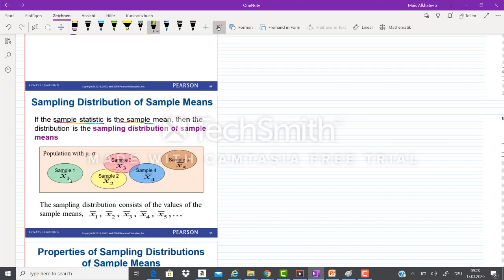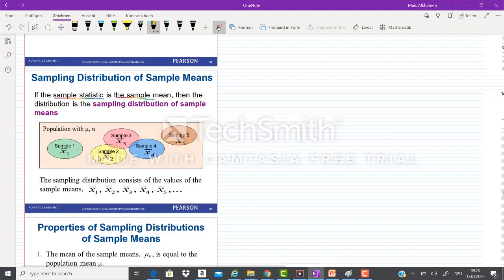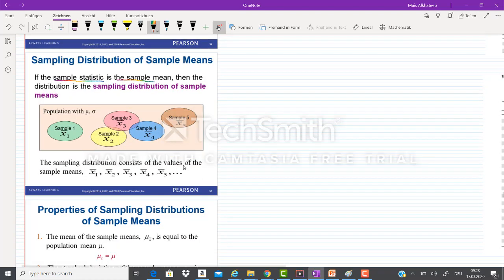For sample 1 I take the mean of sample 1, for example x bar 1, x bar 2 for sample 2, x bar 3 for sample 3, x bar 4, x bar 5. Then I calculate the mean for each sample, and these samples are taken from the population with mu and sigma. Then the sampling distribution consists of the values of the sample mean, which are x1, x2, x3, x4, x5. This is the value of this sample mean.